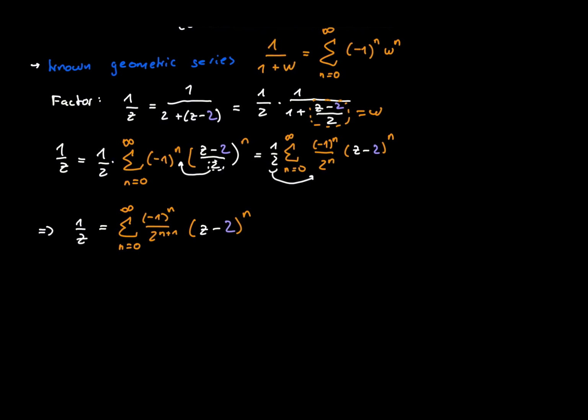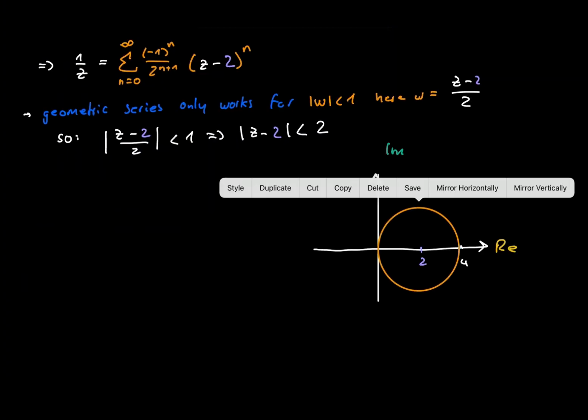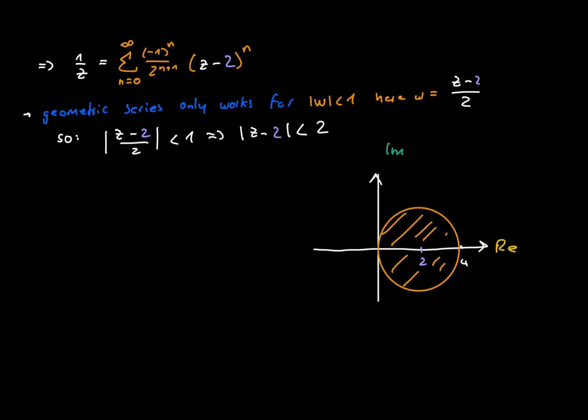Now we ask where this works. The geometric series only works if the absolute value of w is less than 1. Here, w is (z minus 2) divided by 2. So we need the absolute value of (z minus 2) divided by 2 to be less than 1. That gives absolute value of z minus 2 less than 2. This is the circle. It means all points whose distance from 2 is less than 2. So inside this circle, the Taylor series works.